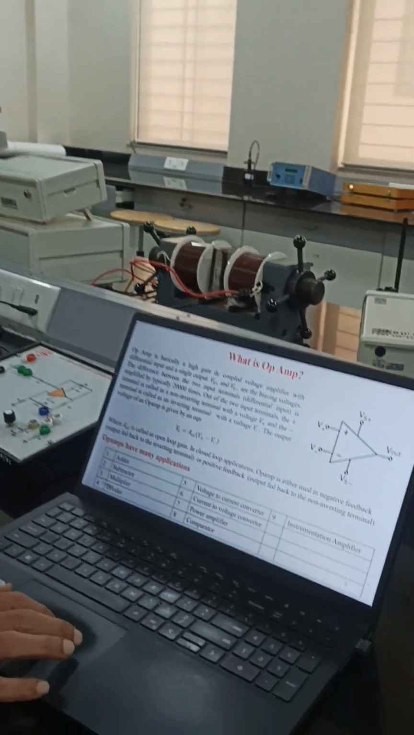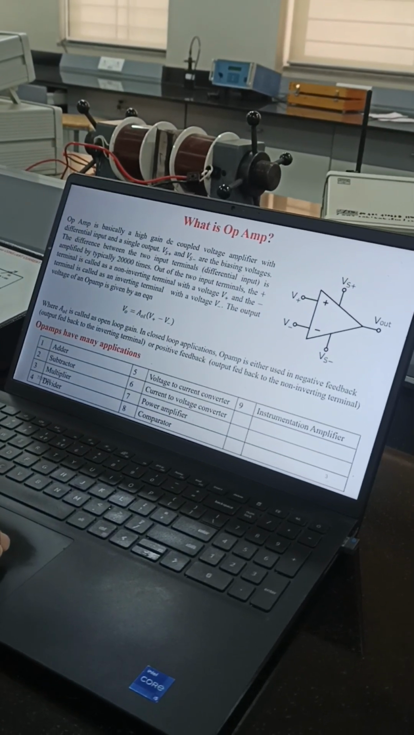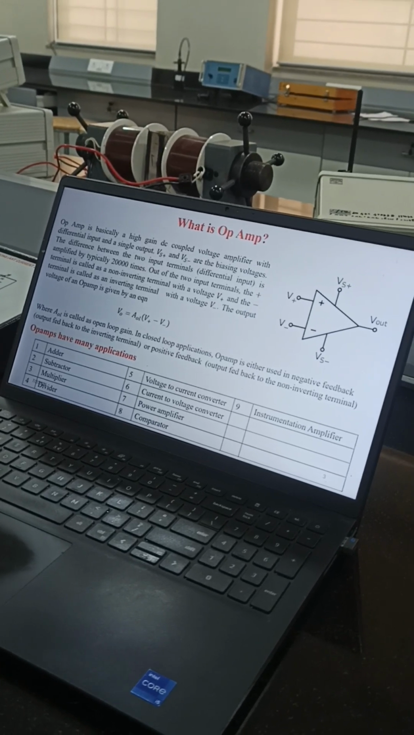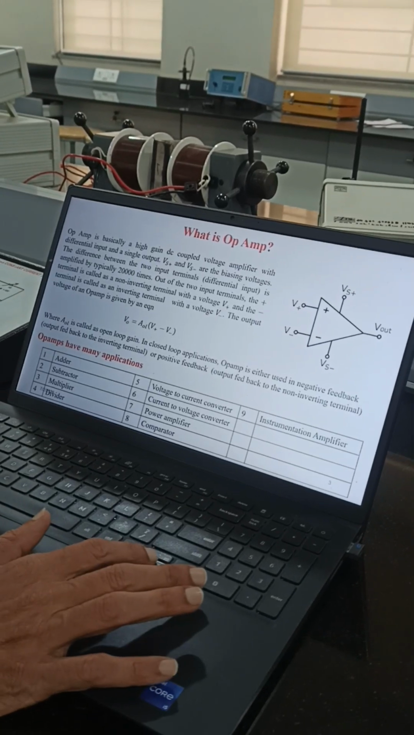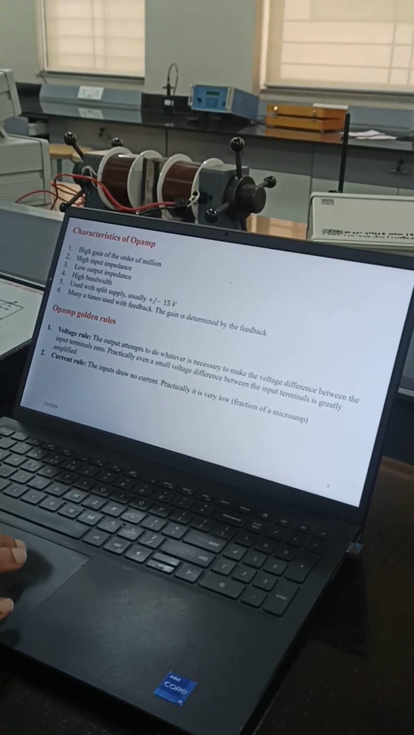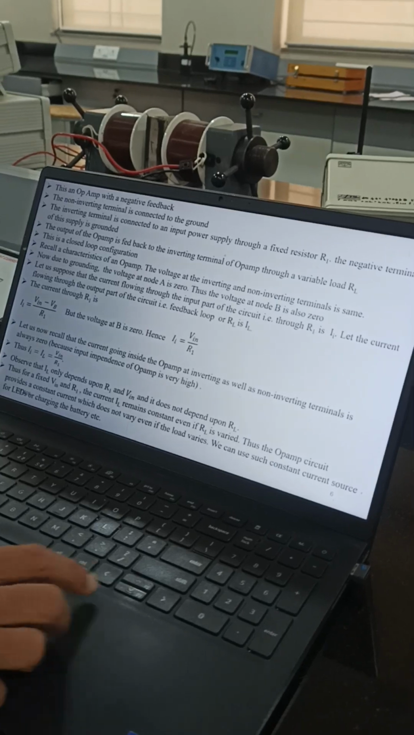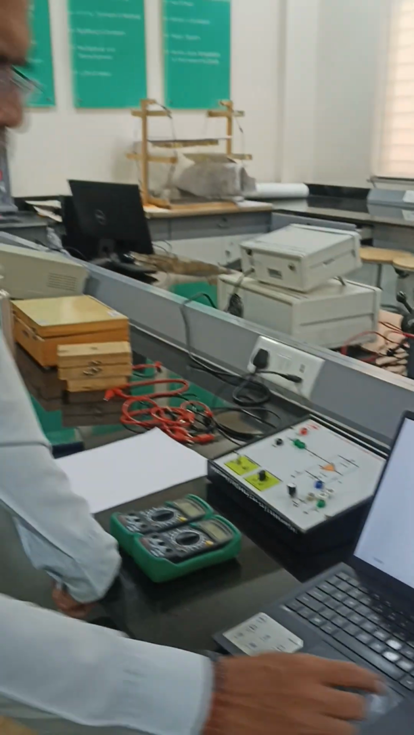And the second golden rule is that its input impedance is so high that practically it allows no current to enter into its terminal. So input current cannot be sent into the OpAmp circuit. So the input draws no current, and the voltages at the positive and negative terminals are almost the same. These are the golden rules.